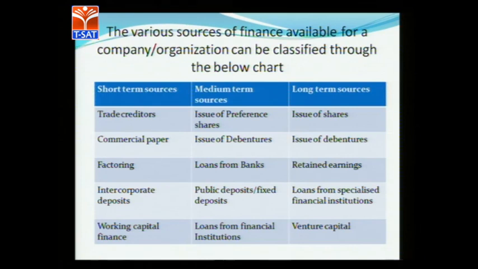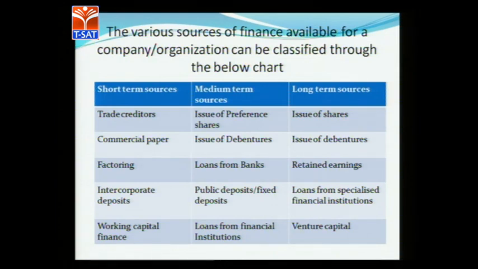And retained earnings means at the end of the financial year, if the company gets profit and it has paid all the dividends to everyone, and then if there is any remaining amount, if the company wishes to reinvest the amount in the business again, it is called retained earnings. It is also called plowing back of profits.